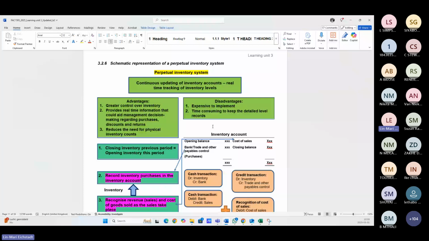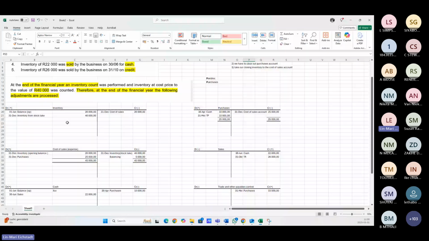So after a long-awaited portion, we've got the schematic representation of our perpetual inventory system. The perpetual inventory system, as we said before, is a continuous update of the inventory accounts. It's a real-time tracking of inventory levels. With the periodic inventory system, we saw that we only update our inventory account at year end, whereas with the perpetual inventory system, it's the whole time.